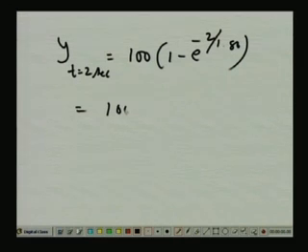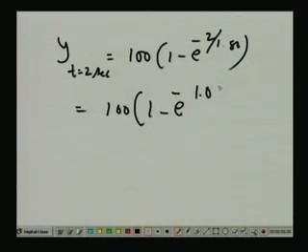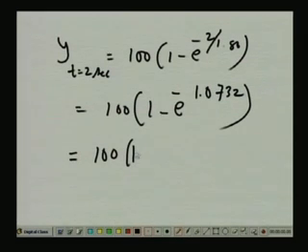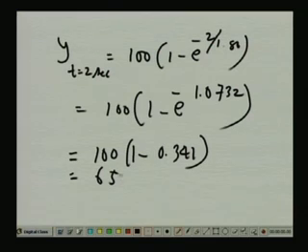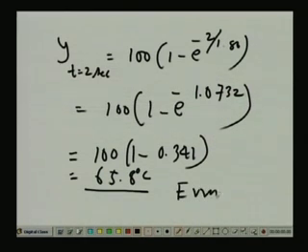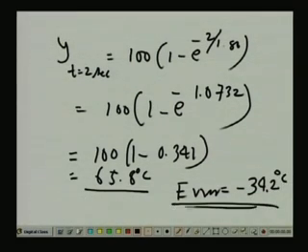So, equal to 100 times (1 minus e to the power minus 1.0732). So, it is equal to 100 times (1 minus 0.341), which is 65.8 degree centigrade. So, this is the temperature after 2 seconds. So, the error will be, you subtract 100 from this, it is minus 34.2 degree centigrade. This is the error, right.